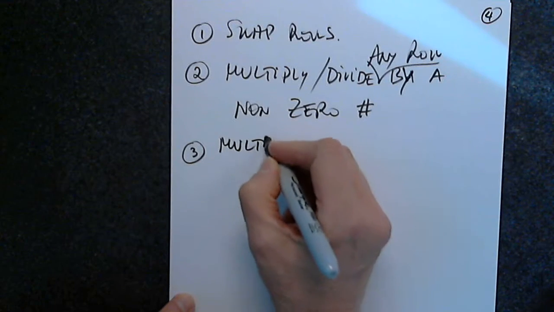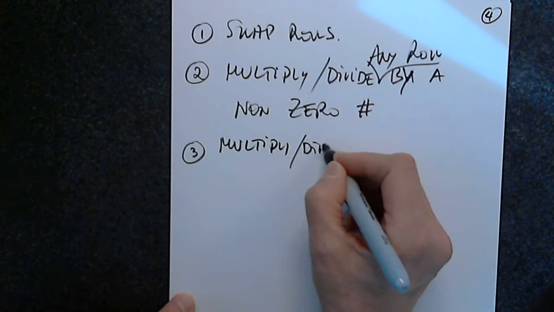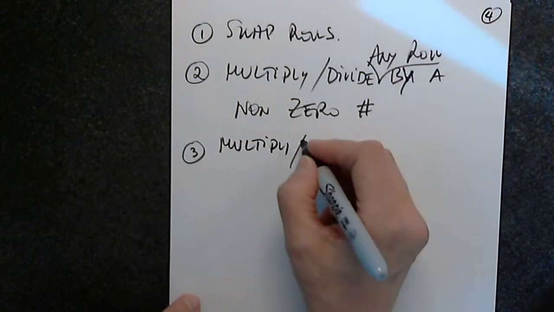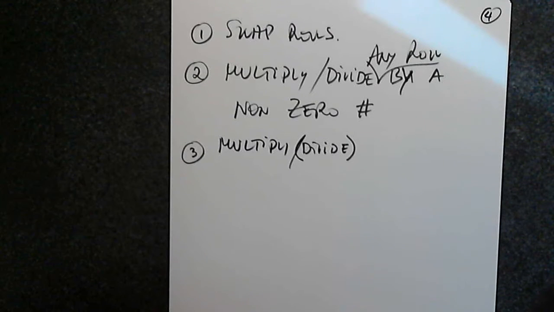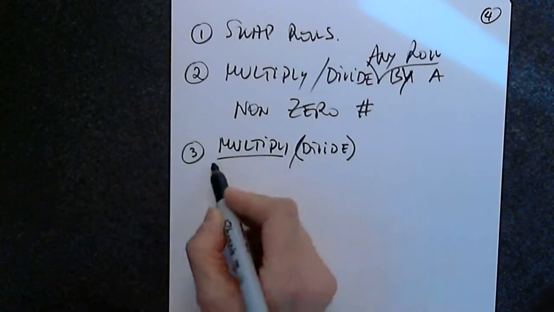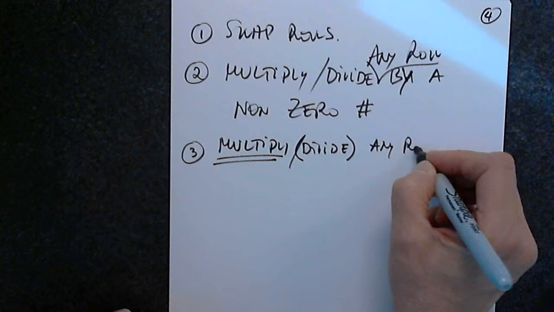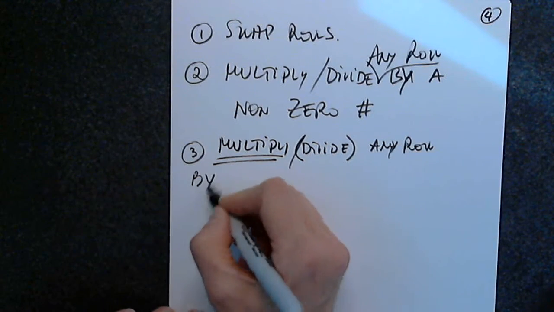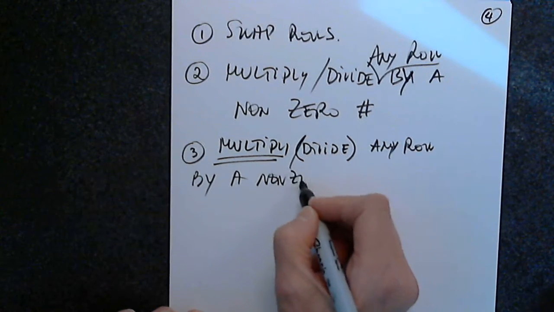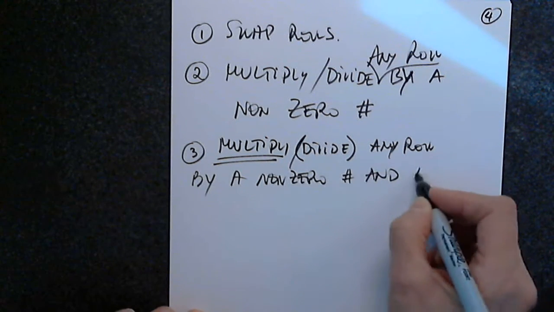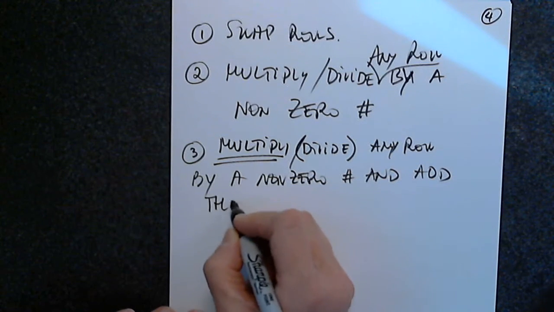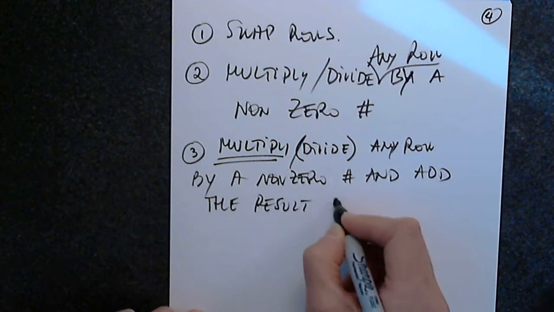Multiply or divide, although I would like to put divide in parentheses, only because it's rare that I will multiply both sides by 1/3, which is basically a division. So I'm going to say multiply any row by a non-zero number, we cannot multiply by zero, and add the result to another row.